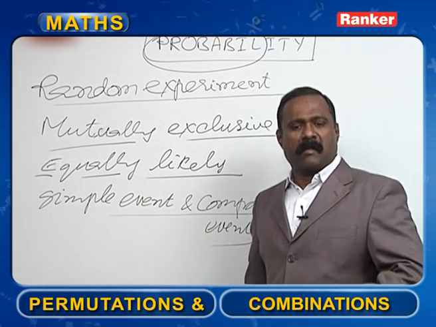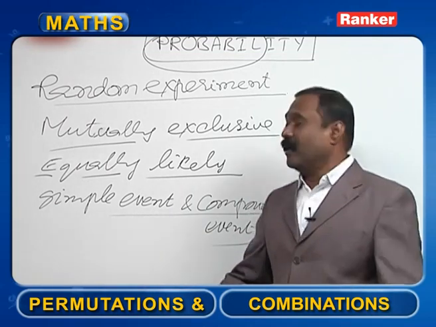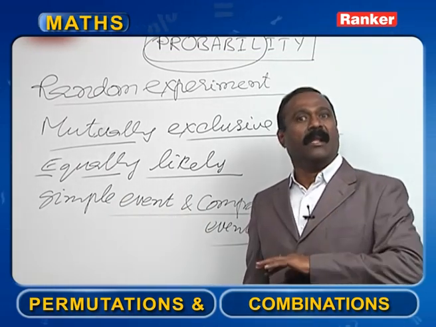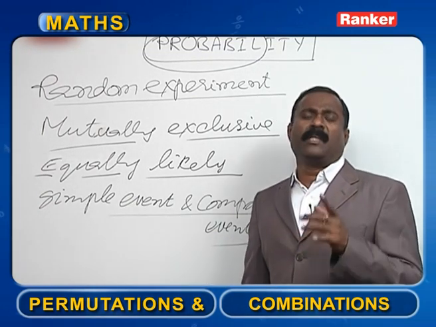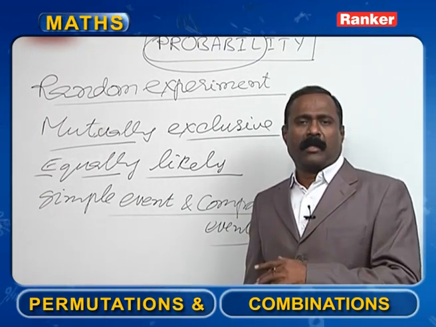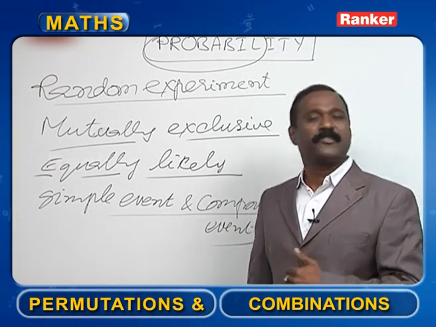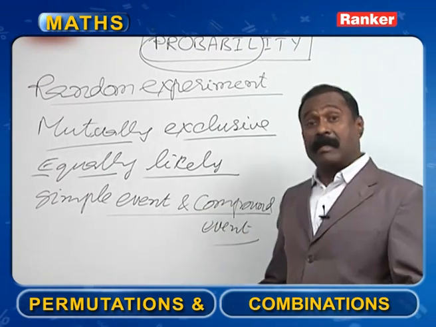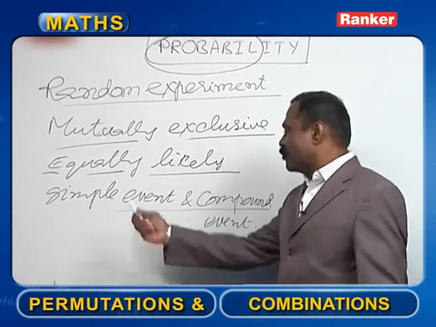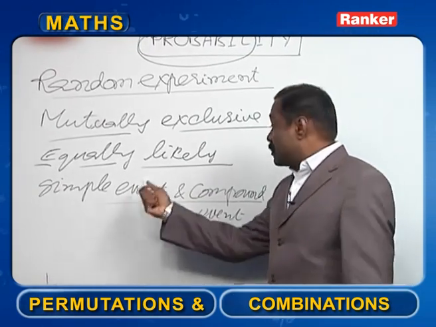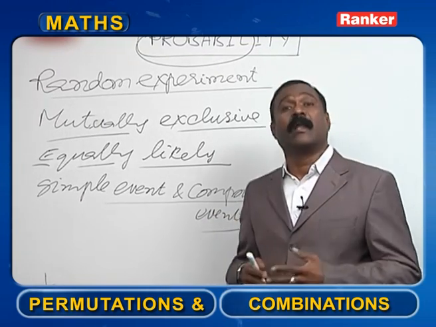If I ask for number 3 in throwing a die, then it cannot further be split. In such a case, it is nothing but a simple event. Understand? A simple event cannot be split into 2 or more events, but a compound event can be split into 2 or more events. Simple event means cannot split, and compound event means can be split.